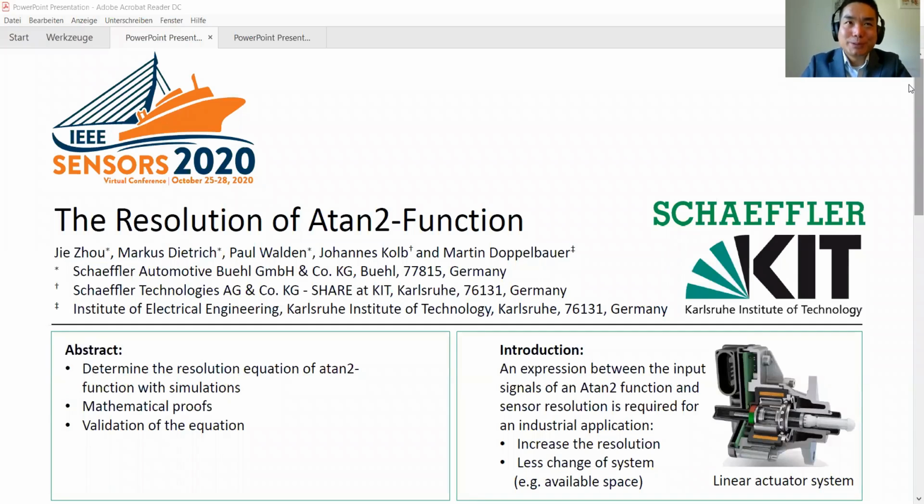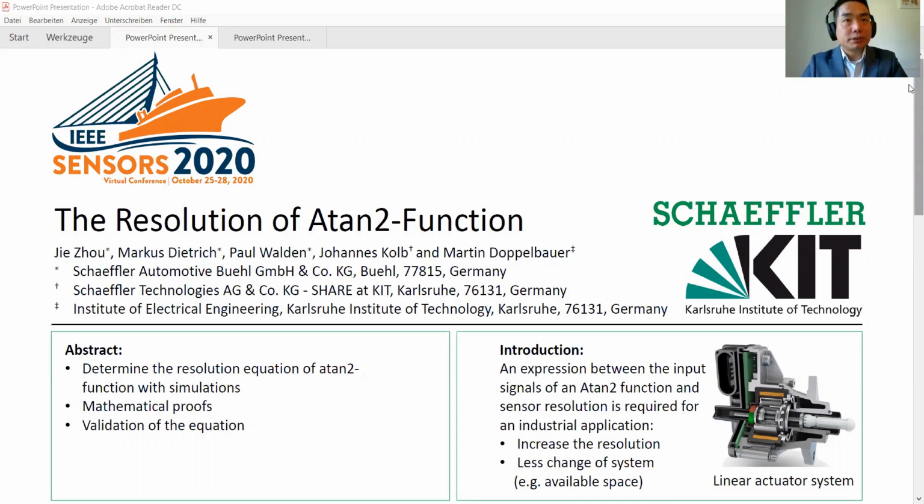Hi, I'm Zhou. I would like to introduce to you today the results from my research, the resolution of the Atan2-Function. Rotor position sensors are widely used in our daily life, where the Atan2-Function is mostly applied.